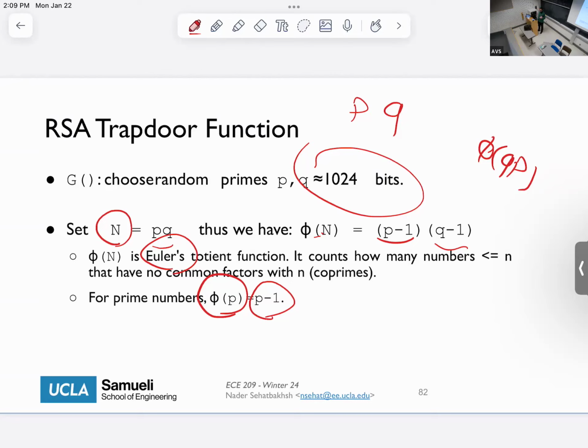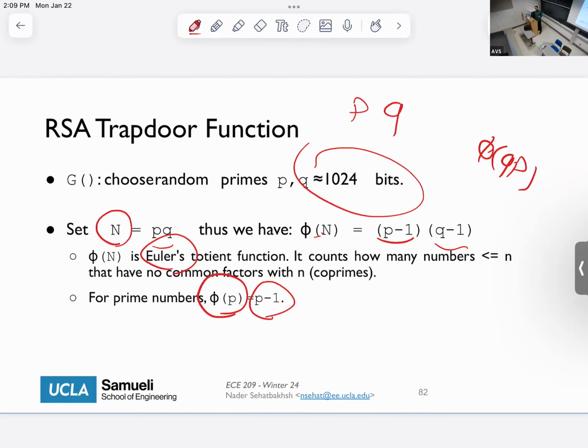They have to be prime, otherwise the rest of the things won't work. So the generator function, if you remember, was generating the public key and secret key, and in order to generate them we need two numbers. Here, these two numbers, P and Q, have to be prime and very large. Then we do a set of definitions. First of all, we define n as the product of P and Q.